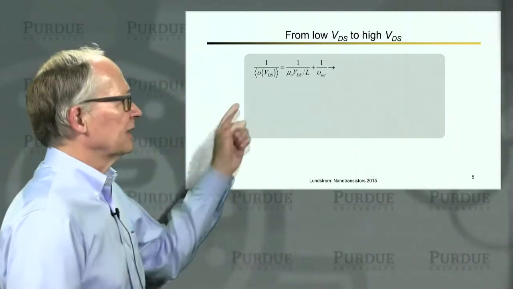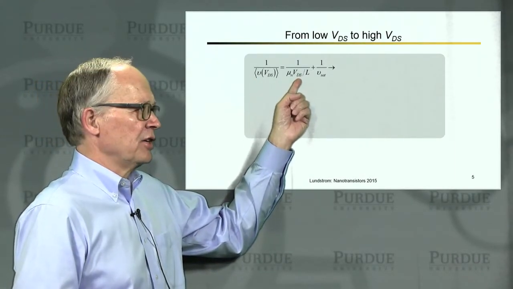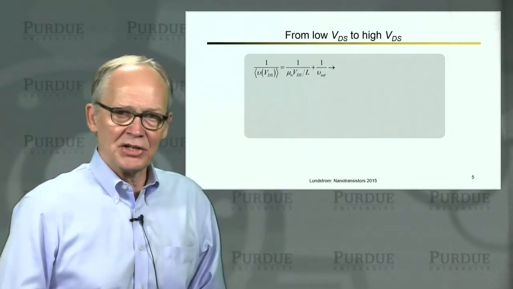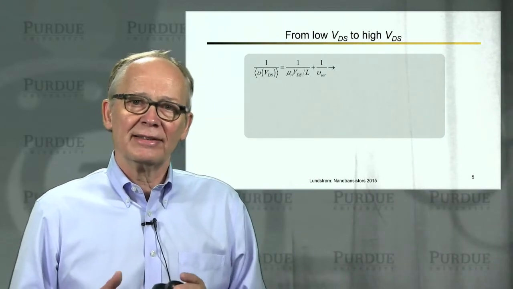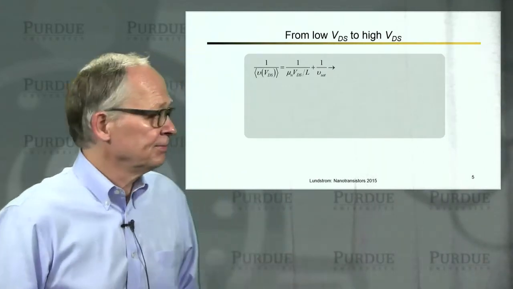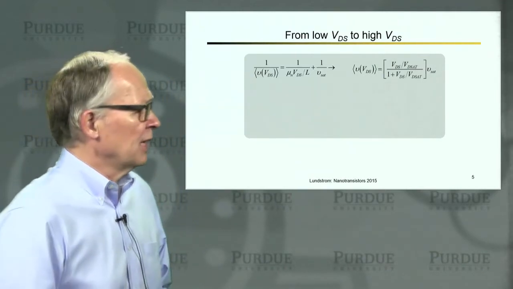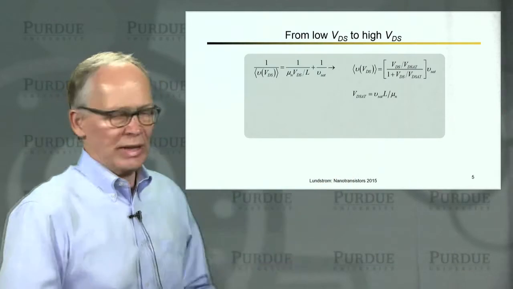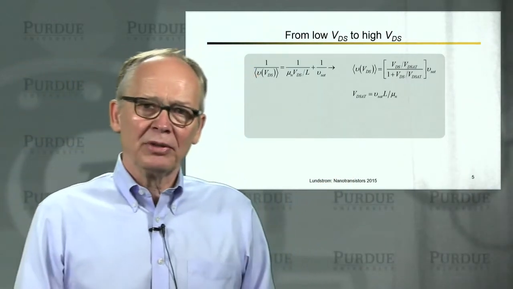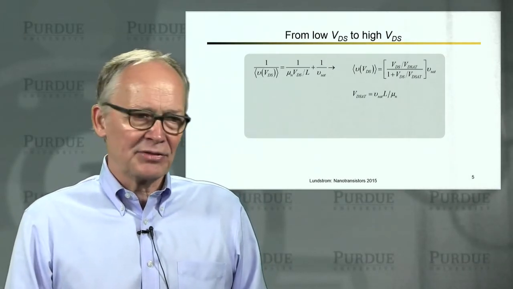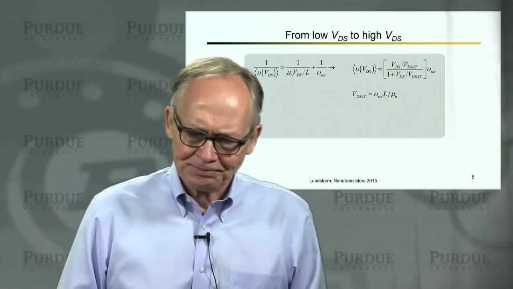And the way we can do this is we can say 1 over the average velocity is 1 over the velocity in the linear regime plus 1 over the velocity in the saturation regime. Whichever one of those two velocities is smaller is going to dominate the overall average velocity. So we simply solve for the average velocity. We get an expression like this. If you collect up the constants, we have our previous expression for the drain saturation voltage. So we have a simple expression that is going to take the average velocity smoothly from the right value at the low drain voltage to the high drain voltage.